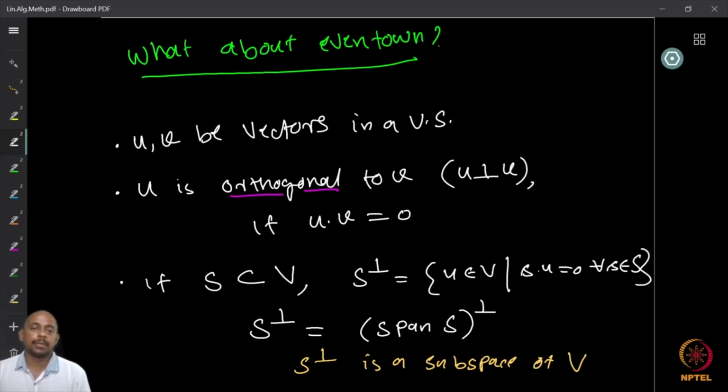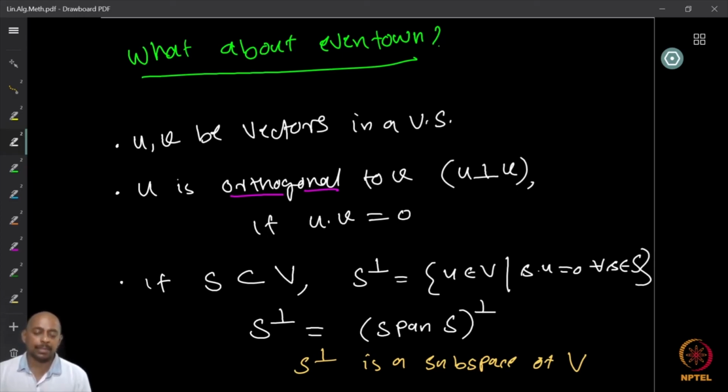Now going back to even town, we want a few more tools from linear algebra to be able to look at this. So let us say that u and v are vectors in a vector space. We say u is orthogonal or perpendicular to v, and we read it as u perp v, if the inner product is 0. So the inner product being 0 means that the vectors are orthogonal or perpendicular.